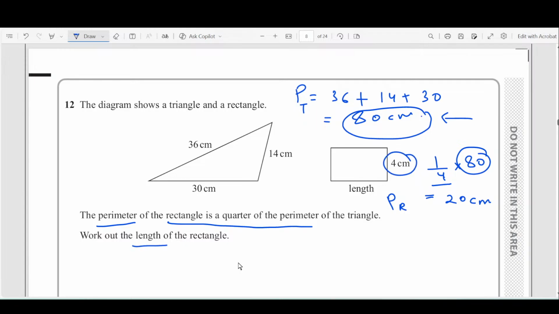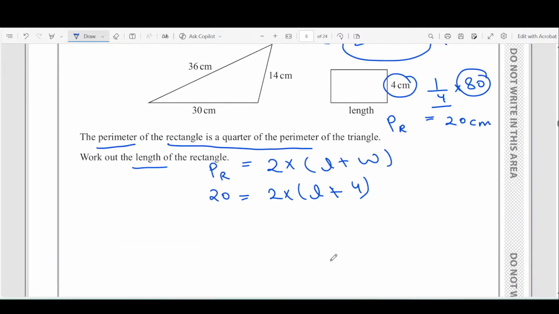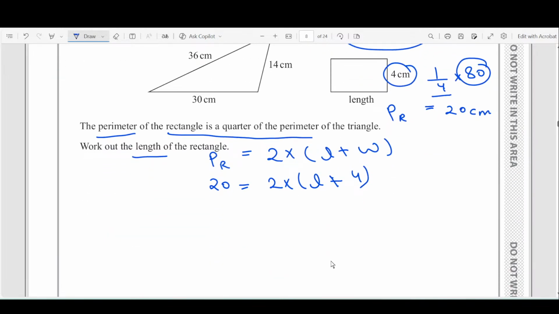So the perimeter of a rectangle is 2 times length plus width. That's the formula. We know the perimeter of the rectangle, which is 20. I can plug in its value. 2 times, the length we don't know, so I will keep it as L, and the width is 4, right? So we plug in the value of the width. Now what we need to do, because we need to find L, right?